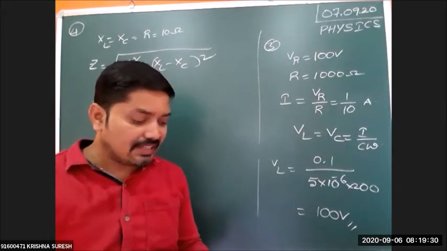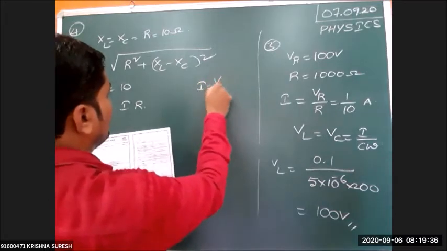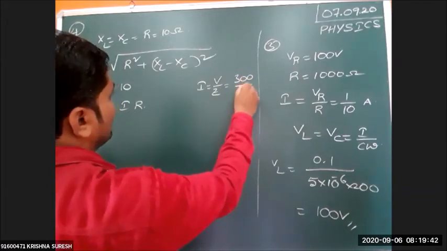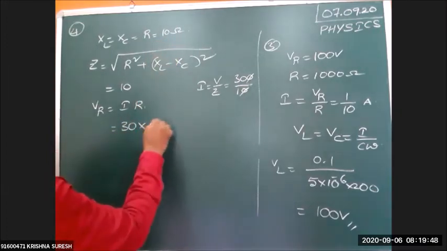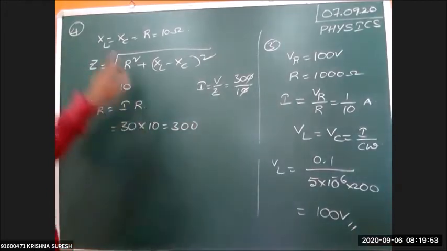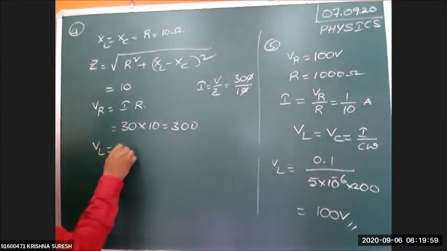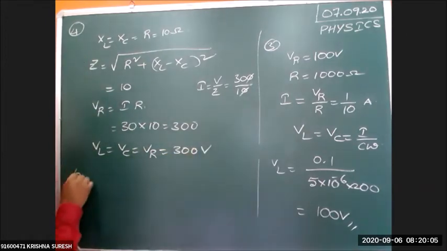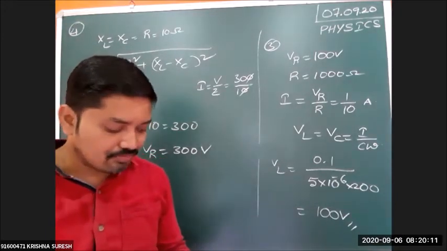So to find that I, again he gave you voltage first. So I is equal to, what is the formula? V by Z. V value how much he gave you? That is 300. So 300 by 10. So how much it is? 30. Then this is 30 into 10. So how much it is? 300. So current passing is the same, as well as reactances and resistance is the same. Then from this we can write VL is equal to VC is equal to VR, that is 300 only. So that is question number 4. All are equal.